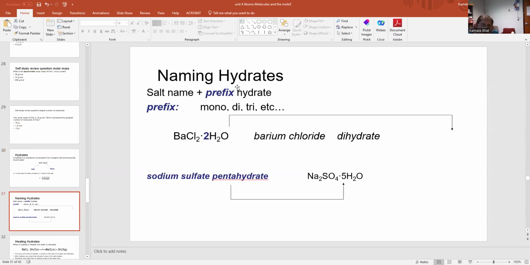When designating the names, we have to use the prefixes mono, di, tri, etc. to represent how many water molecules are present. So we give the full name of the salt, put a prefix to indicate the number of water molecules, and then instead of writing water molecules, we write hydrate. So in the first case, you have barium dihydrate. Second case, sodium pentahydrate.